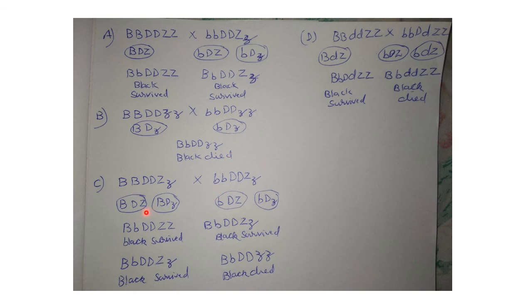When we come to option C, these are the gametes and these are the offsprings produced as a result of the crossing. We can find that 3 offsprings, that is 1, 2 and 3 survived and they were black in color, and only 1 died. So out of 4, 1 is dead, that is 25% died, and the one that died is black in color, and those that survived are also black in color as per the question. So option C is correct. Whereas in the case of option D, 50% survived and 50% died. So option C is correct.